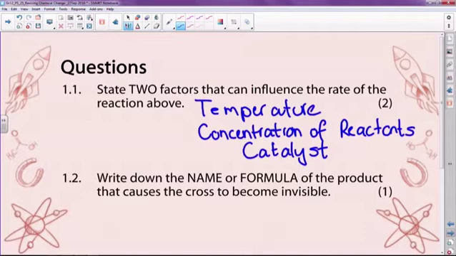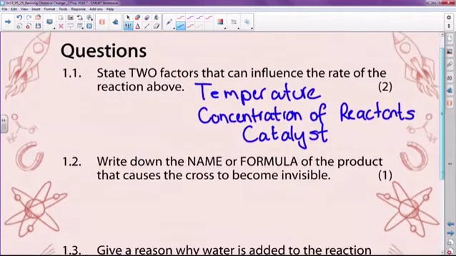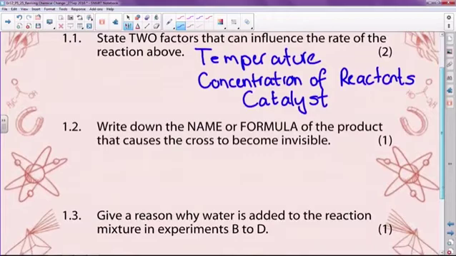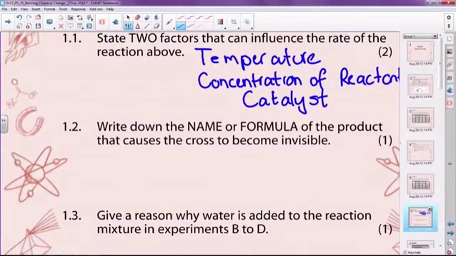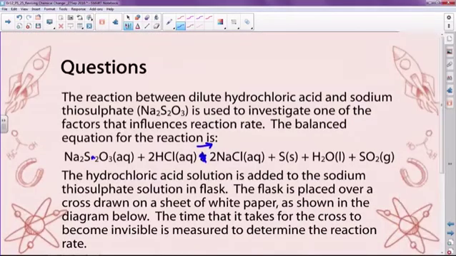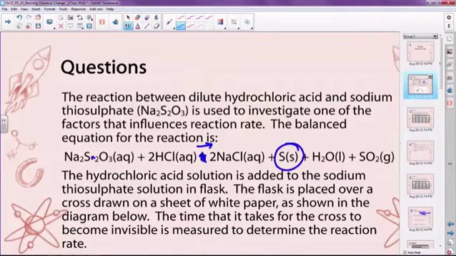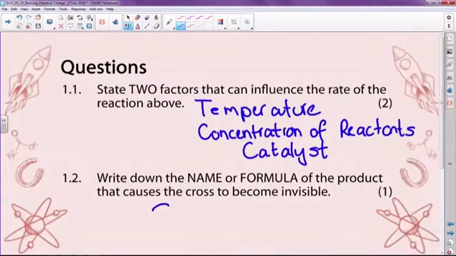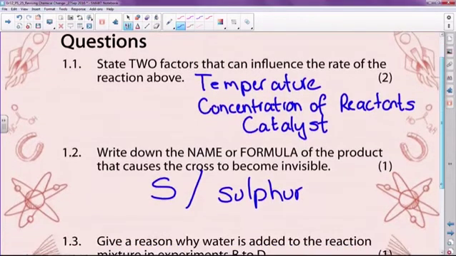We can't use pressure as one of the influences simply because we don't have any gases involved, okay? Then they asked you to write down the name or formula of the product that causes the cross to become invisible, and we would actually need to go back to the original equation to see that, and it's the sulfur. So either you can write sulfur or you can write out sulfur, okay? Either way, it doesn't matter.